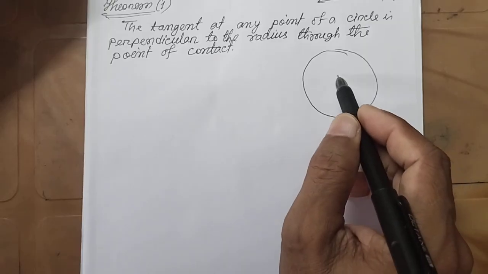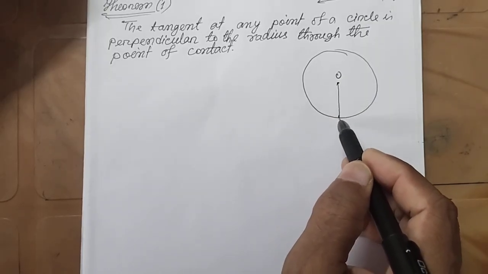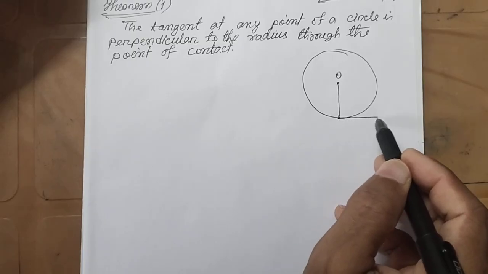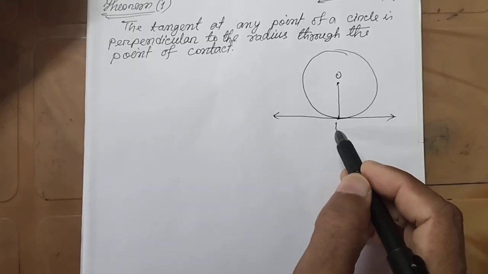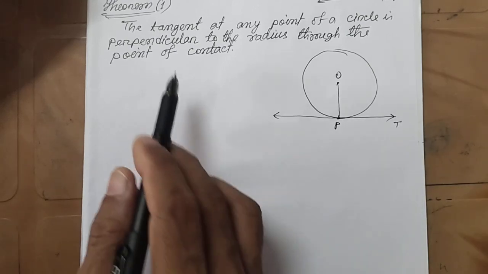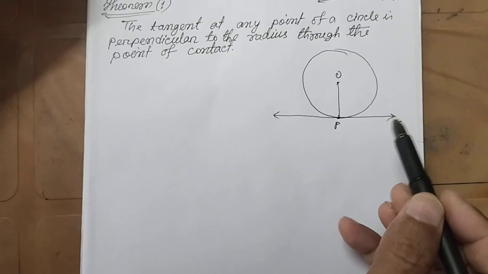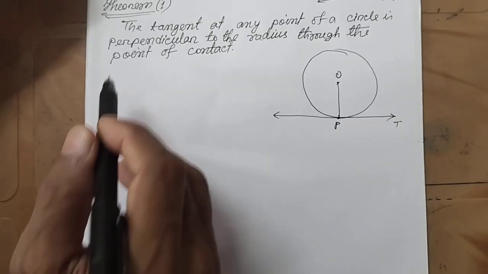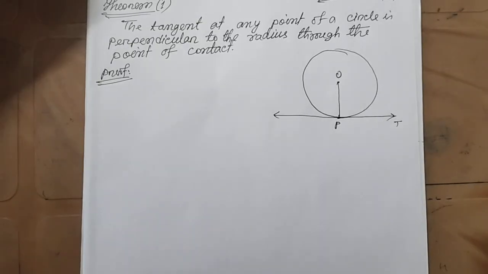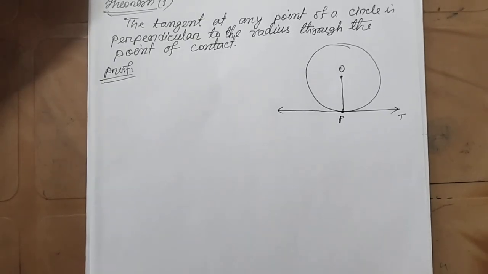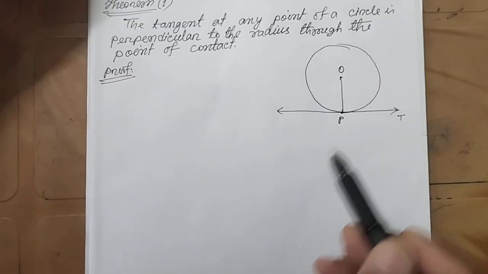So I am drawing a circle with center at O. This is the radius, and this point is called the point of contact. At the point of contact we are drawing a tangent, say PT, and the theorem is to prove that OP is perpendicular to the tangent. This proof is done through explanation. Mathematically, with proper theory, the proof cannot be done. It is done through explanation.